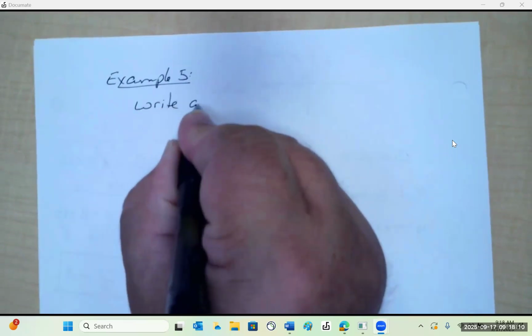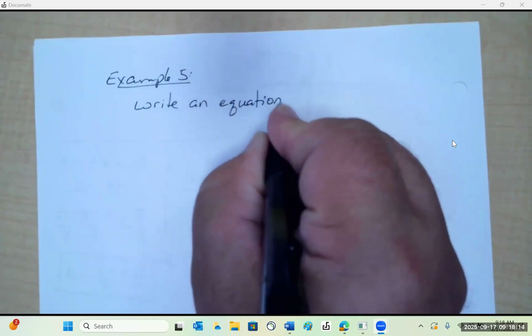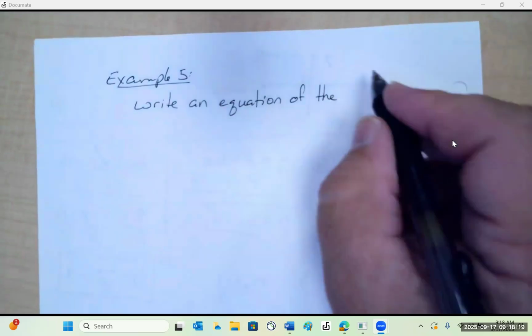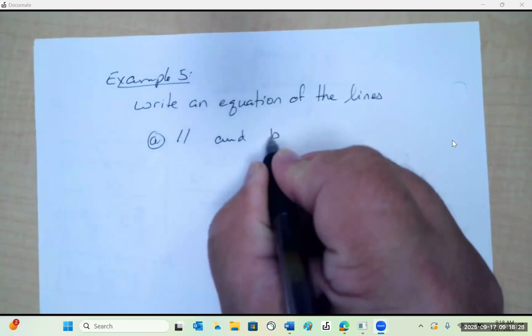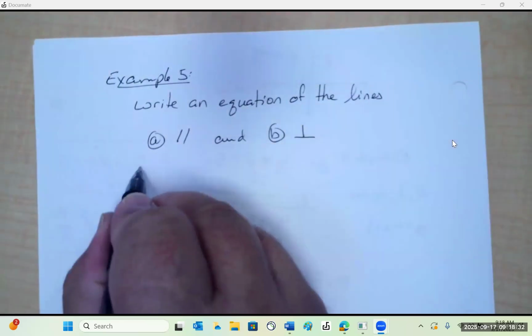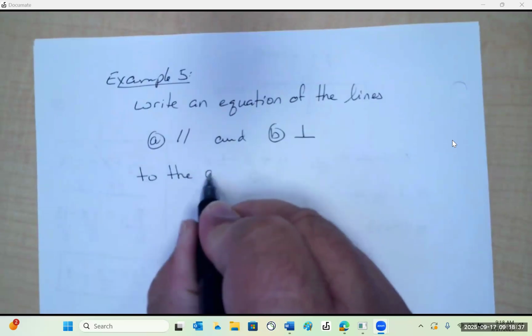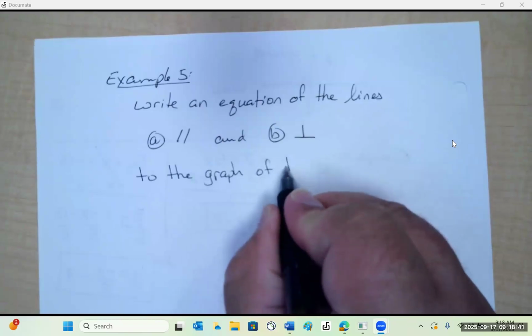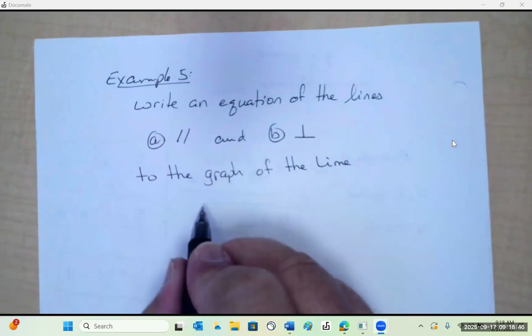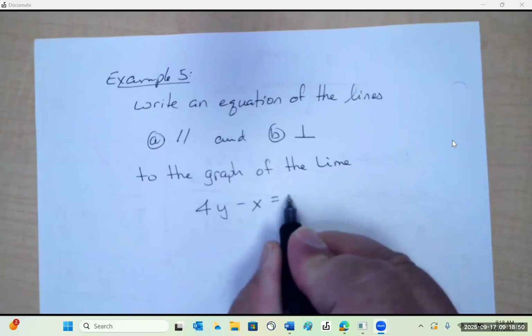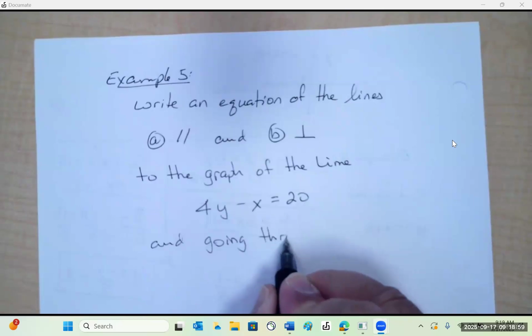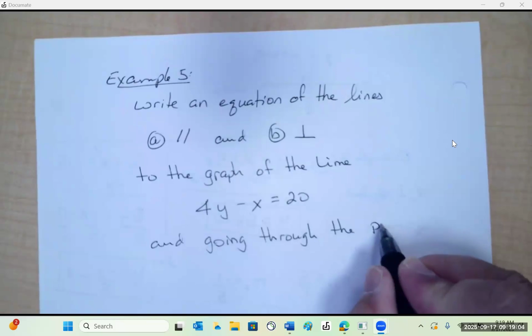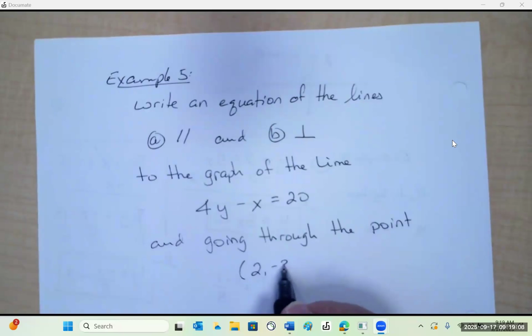Example 5. Write an equation of the lines A parallel and B perpendicular to the graph of the line 4y minus x equals 20 and going through the point 2, -3.